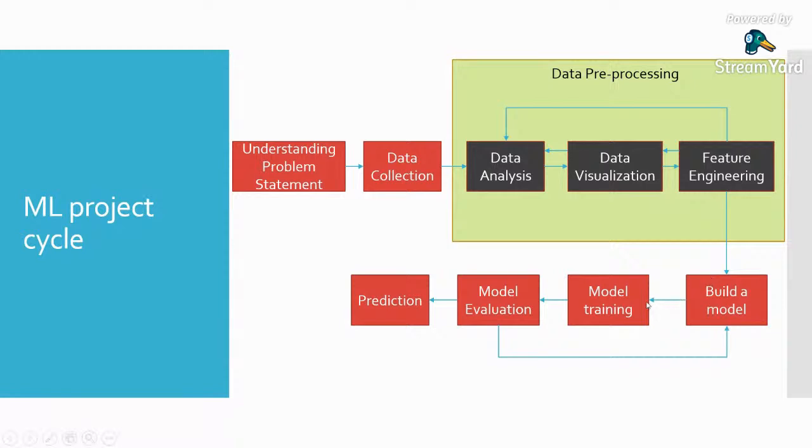Coming to model training, it's here that our model learns the logic and it's trained to predict the output. Then we evaluate how well our model is trained. And if we are not satisfied with the result, then we go back and build a different model and repeat these two steps again. Finally, we provide our trained model with some new data to see if it's working or not.